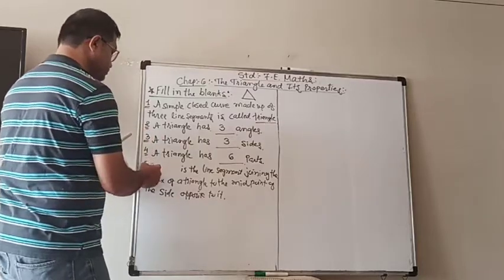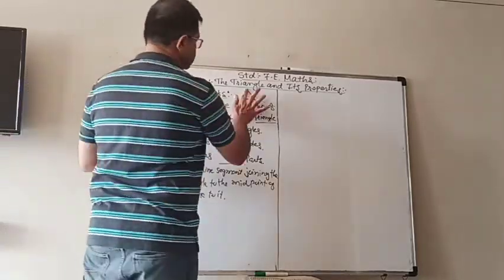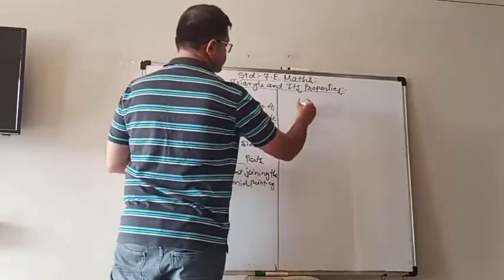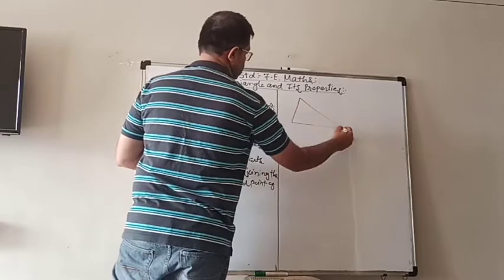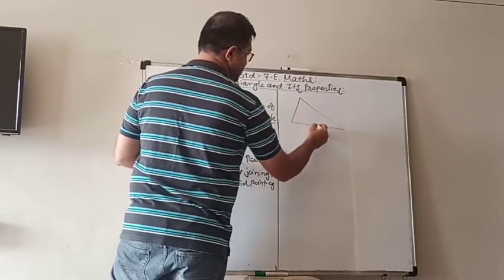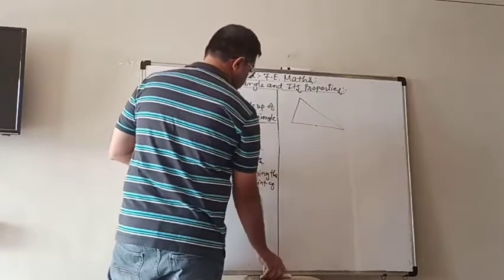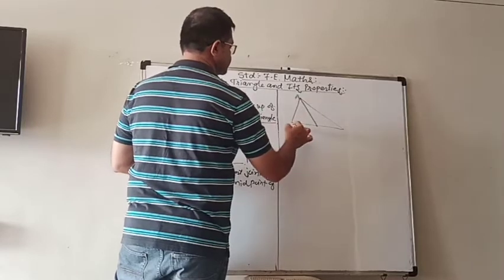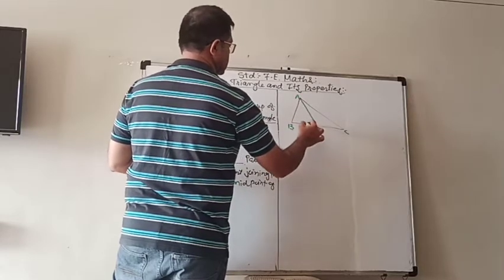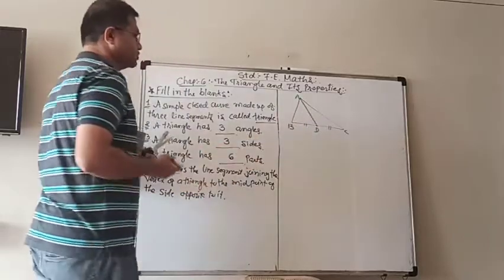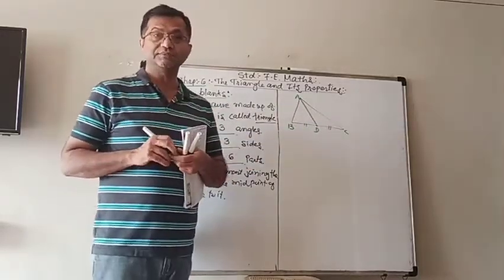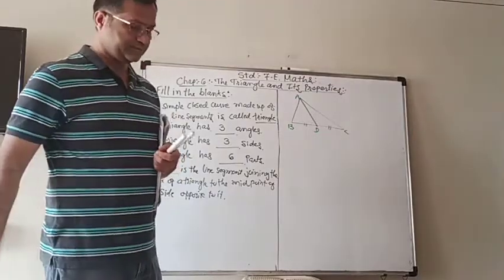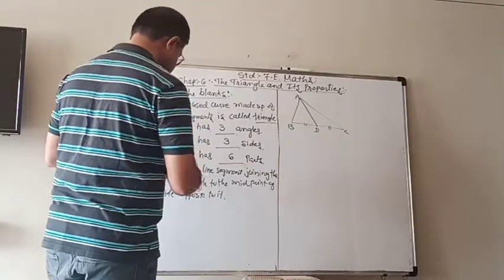Now, we learned that when there is a triangle, this is the vertex and that is the midpoint. So when you join the midpoint, what do we call that line segment? Obviously we already explained it, that is median. So the answer is median.